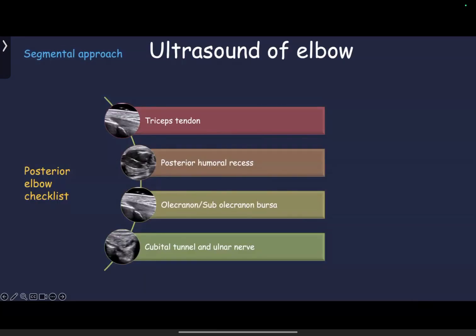So if we look at the posterior elbow, we have this checklist. We have the triceps tendon here. We have the posterior humeral recess. We have the olecranon and the subolecranon bursa. Then we need to find out the cubital tunnel and the ulnar nerve.